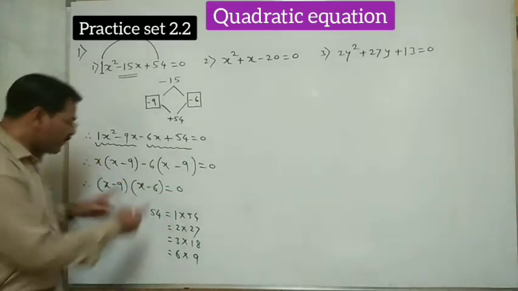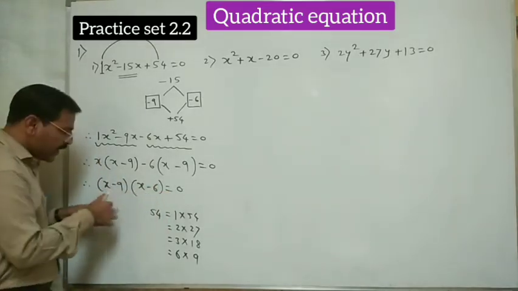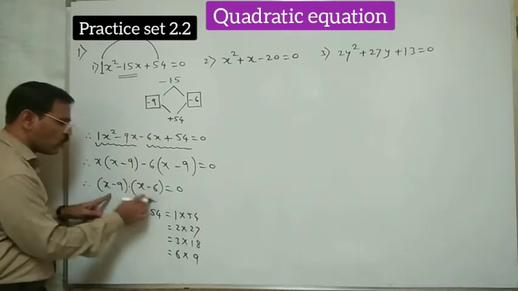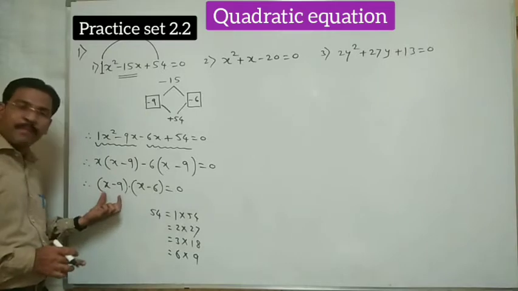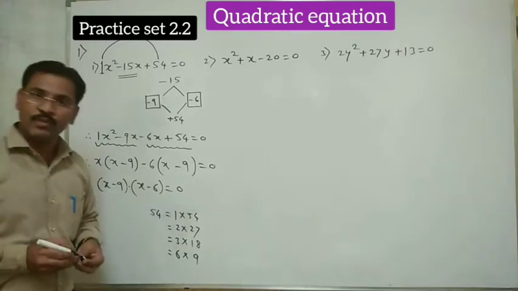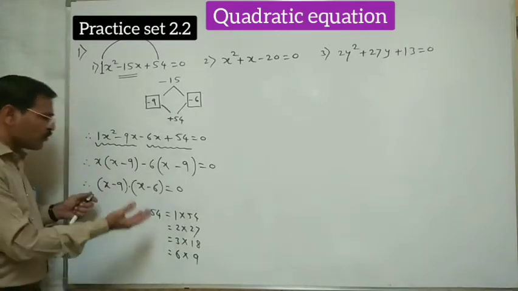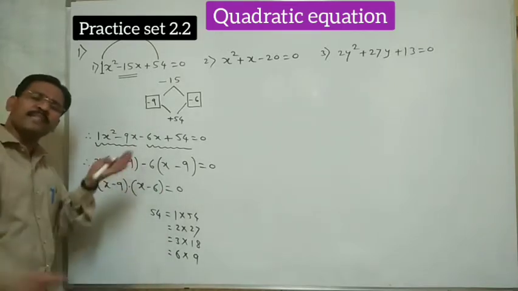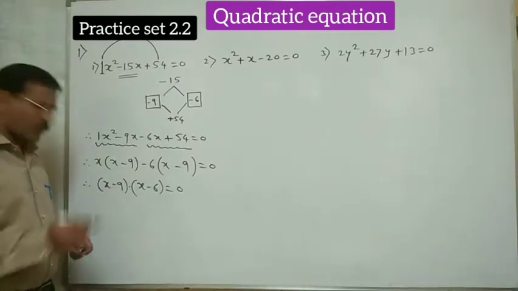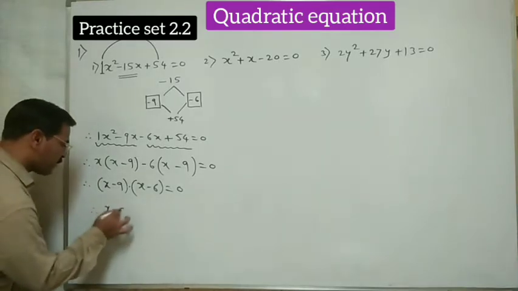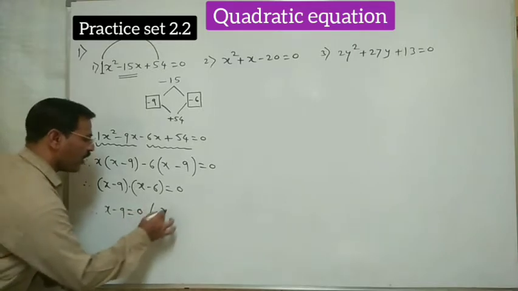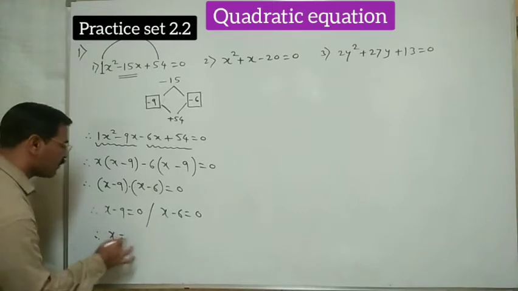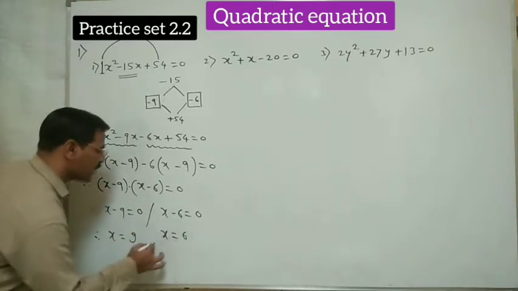As you know, whenever the product of 2 terms, here it is the product, no. Product of 2 terms is 0. Then either first may be 0 or second may be 0. That means we are going to make either x minus 9 equal to 0 or x minus 6 equal to 0. And then simplify, we'll find the value. Now here we'll write x minus 9 equal to 0 or x minus 6 equal to 0. Okay? That means x equal to 9, x equal to 6.